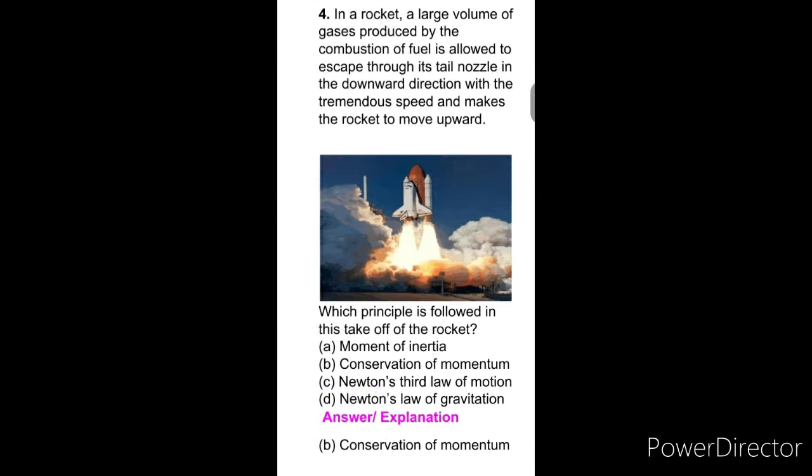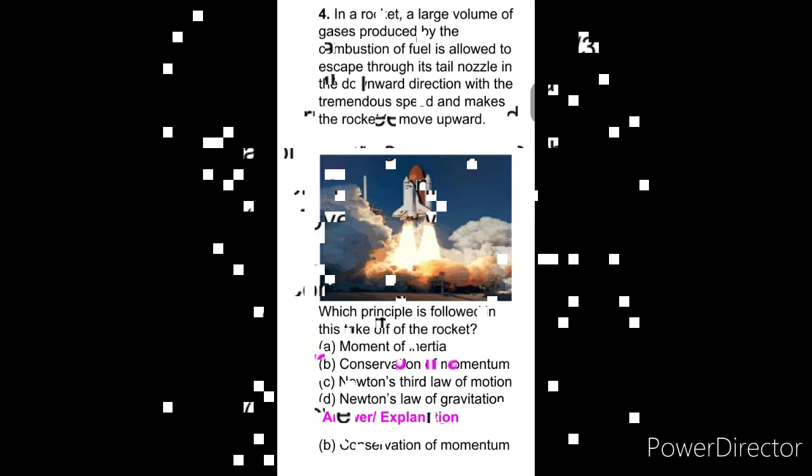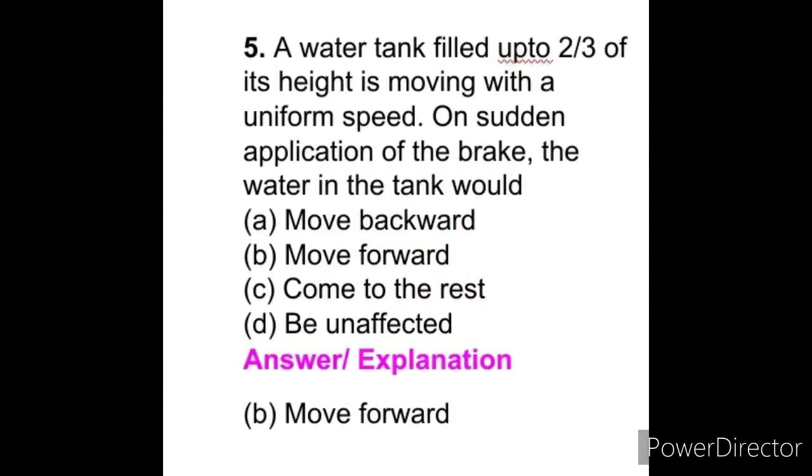Question 4. In a rocket, a large volume of gases produced by the combustion of fuel is allowed to escape through its tall nozzle in the downward direction with tremendous speed and makes the rocket move upward. Which principle is followed in the takeoff of the rocket? A. Moment of inertia, B. Conservation of momentum, C. Newton's third law of motion, D. Newton's law of gravitation. B. Conservation of momentum.